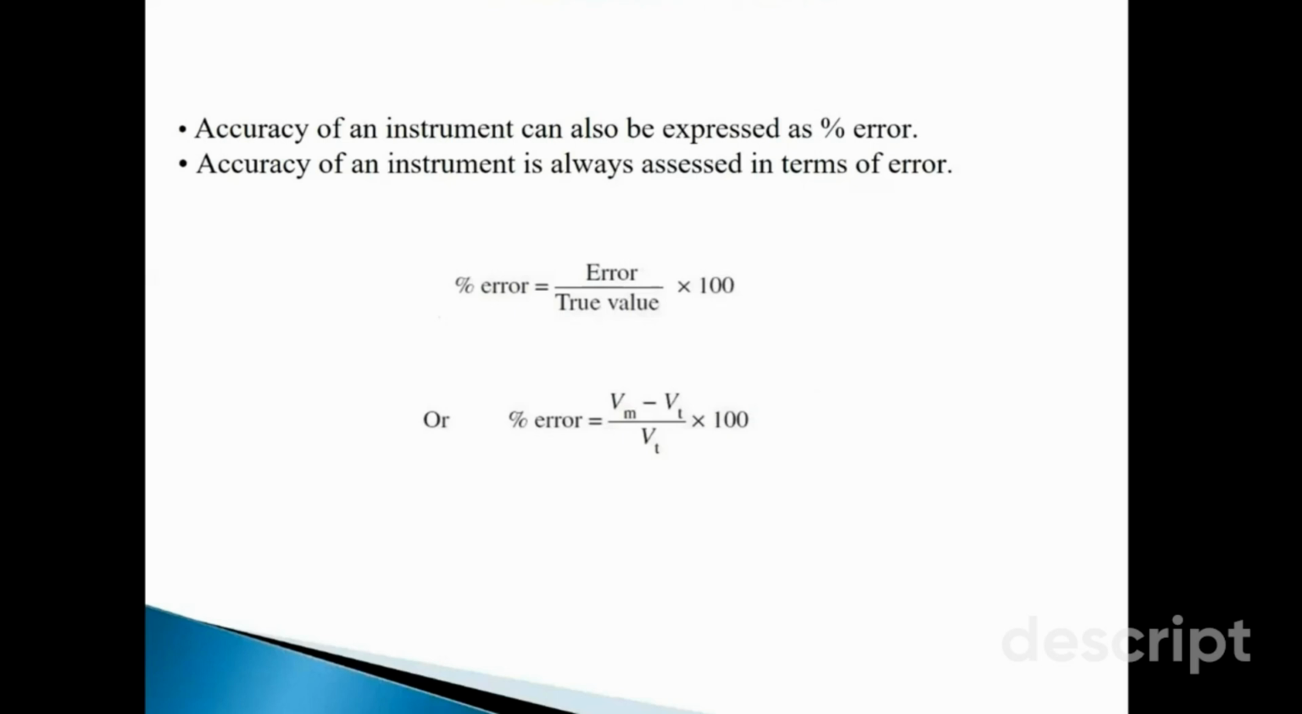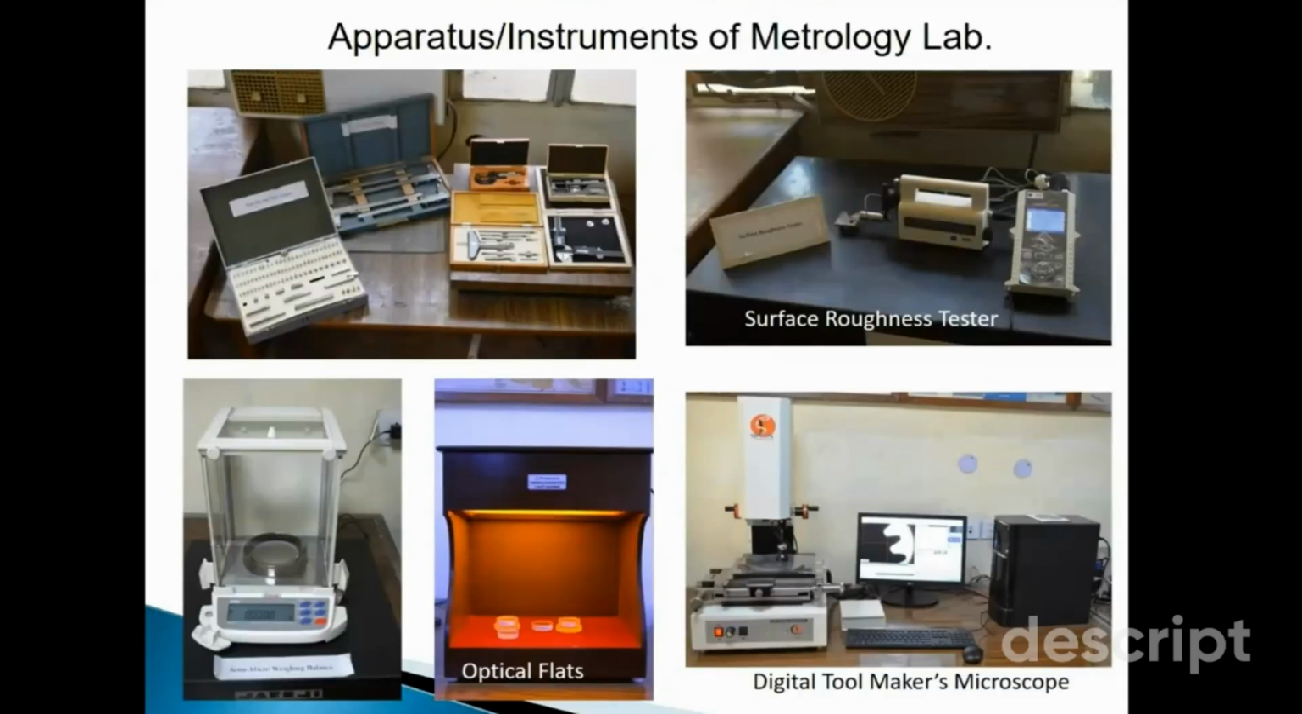So I have already explained that the accuracy of an instrument can be assessed in terms of the error. These are some of the equipments that are available in a metrology lab. This one is your combination set, which has the slip gauges. These are basically rectangular blocks which are very accurate in dimension, and all the blocks have the dimension imprinted on them. They have two surfaces, both perfectly lapped and polished, with a very high degree of flatness.